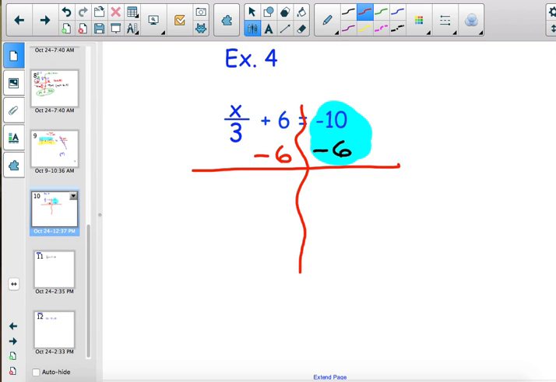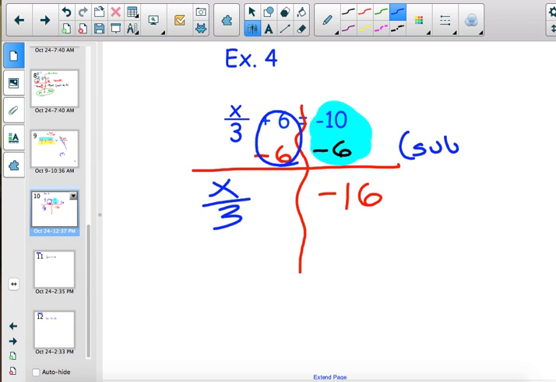I can show you what I mean. Negative 10 minus 6 is going to be negative 16. So we have x over 3 comes down, that zeroed out. Okay, what's the opposite? So this will subtract 6.